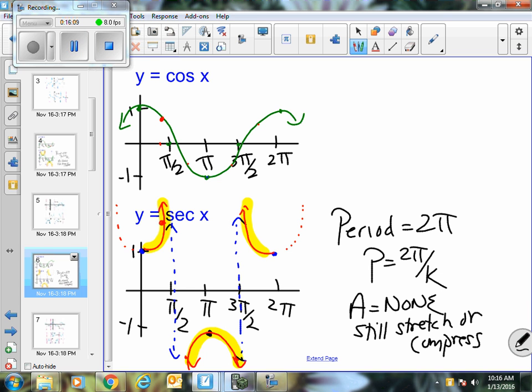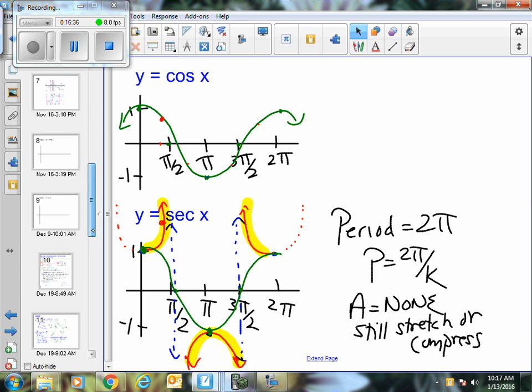So once again, what people like to do is they'll put in the cosine graph first to see what the shape is, and then they take each of those values and do the reciprocal. So reciprocal of 1 stays put. Reciprocal of 0, that becomes the asymptote. Negative 1 stays put. 3 pi over 2, it's 0, that would be the asymptote, and then back to 1. So it's a really nice visual for being able to see what that parent graph looks like.